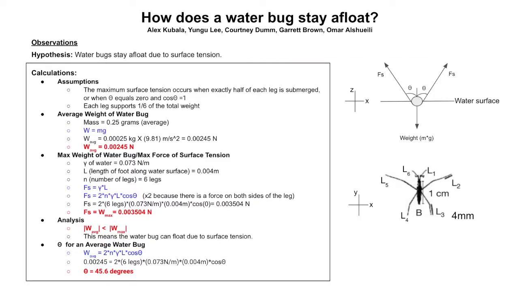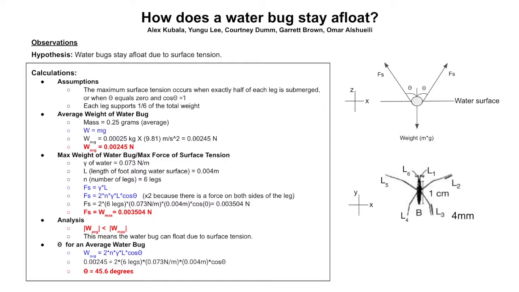In order to complete our calculations, we first made a few assumptions. We assumed that the bug had 6 equal weight and equal length feet. We also assumed the weight of the bug was distributed equally to each foot. We made the simplifying assumption that the maximum surface tension occurs when exactly half of each leg is submerged, or when theta is equal to 0 and cosine is equal to 1.